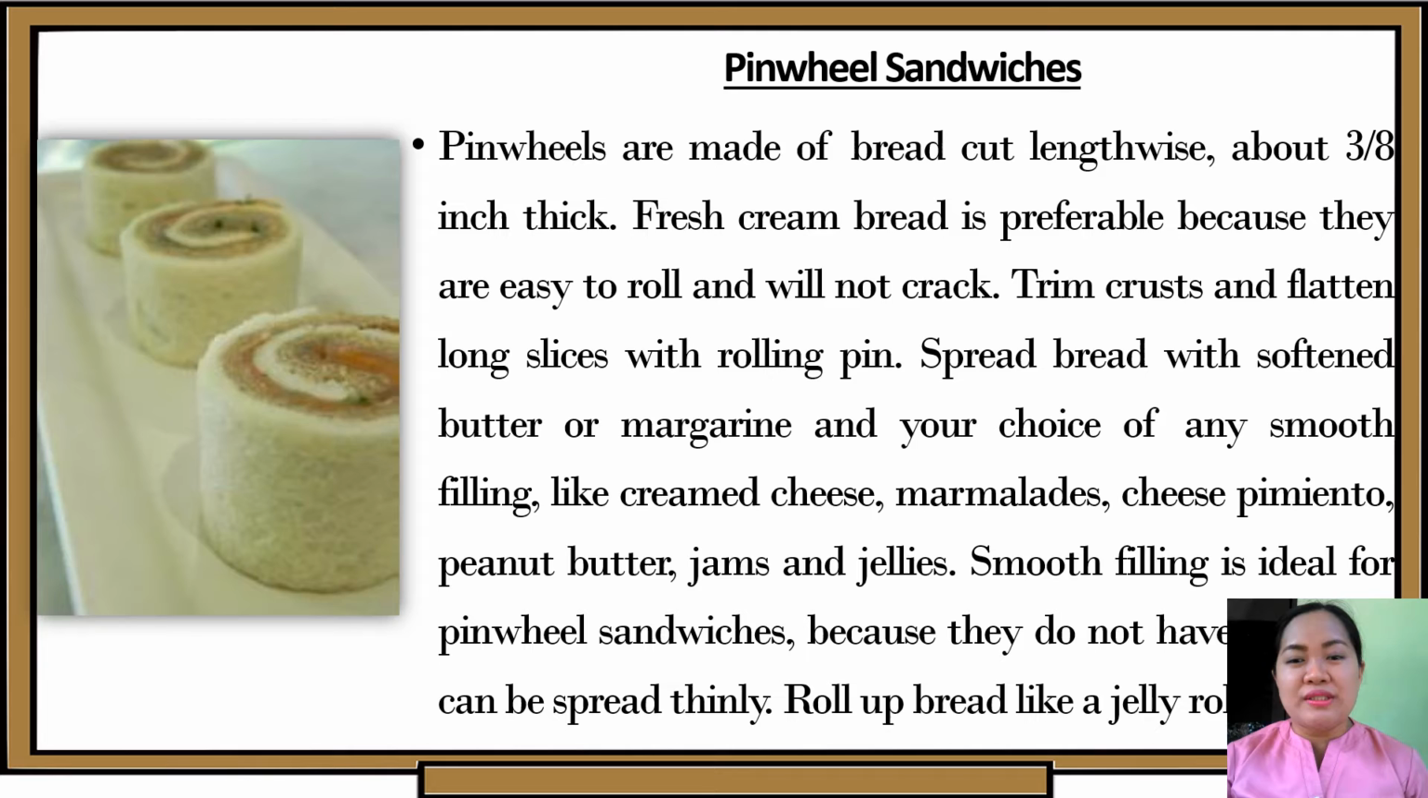Another example of cold sandwich are pinwheel sandwiches. Pinwheels are made of bread cut lengthwise about 3/8 inch thick. Fresh cream bread is preferable because it is easy to roll and will not crack. Trim crust and flatten long slices with a rolling pin. Spread bread with softened butter or margarine and your choice of any smooth filling like cream cheese, marmalades, cheese pimiento, peanut butter, jams, and jellies. Smooth filling is ideal for pinwheel sandwiches because it does not have bulk and can be spread thinly. Roll up bread like a jelly roll.